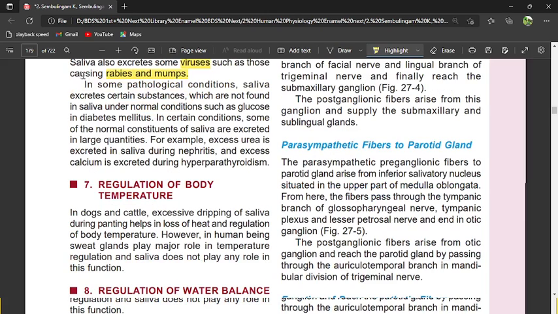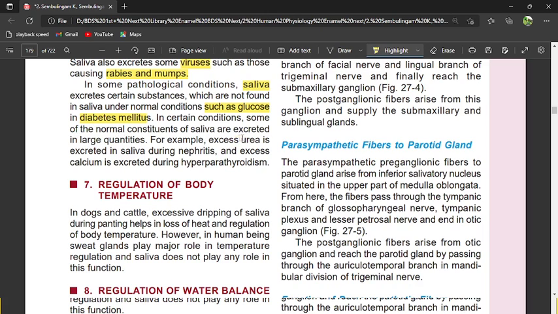We neglect the saliva, right? But see how much God has given in that. So in some pathological conditions, students, the saliva excretes certain substances which are not found in the saliva under normal condition. What are such? Such as glucose. In abnormalities you will find glucose in the saliva of diabetes mellitus sugar patients. In certain conditions, some of the normal constituents of saliva are excreted in larger quantities also.